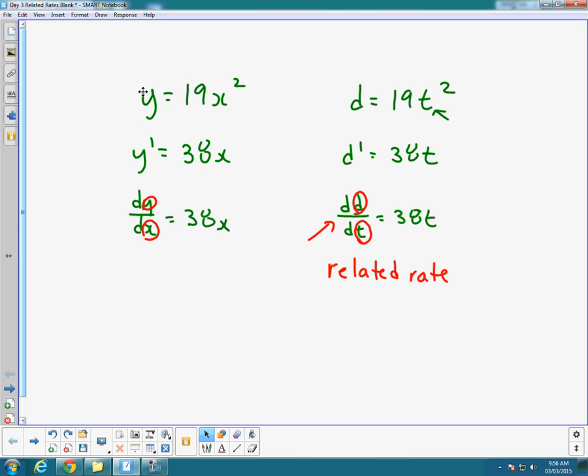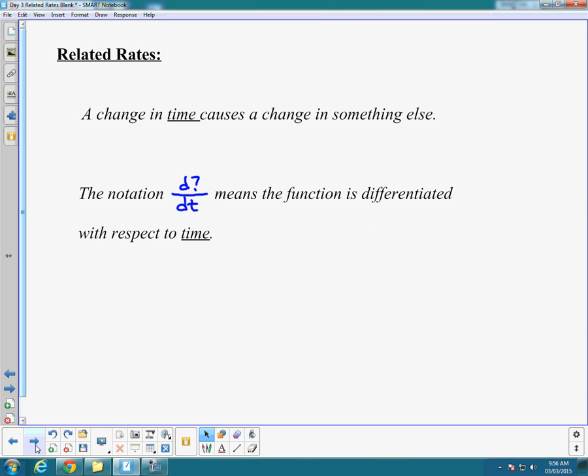Okay, and we actually have a definition of that, and this is where you can start to write your notes. A related rate happens when a change in time causes a change in something else. In the dragster that we were just looking at, the change in time resulted in a change in distance, so we called that dd by dt. If we were looking purely mathematically, when we do dy by dx, it's the change in x influencing the change in y.